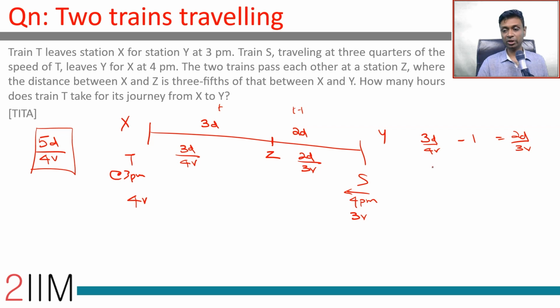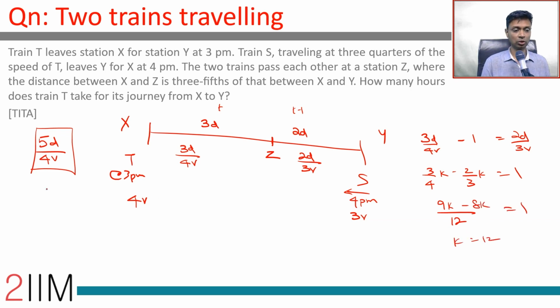I'm going to call D by V as K. 3 by 4K minus 2 by 3K equals 1. Or LCM is 12. 9K minus 8K by 12 is 1. Or K is 12. The time taken is 5 by 4 times 12, which is 3 into 5, 15 hours.